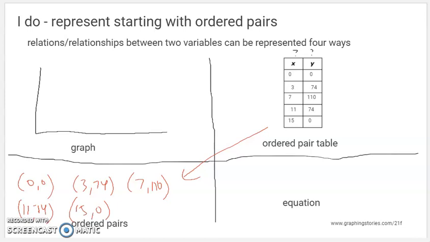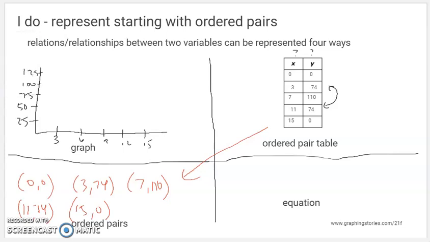It looks like the x's go from 0 to 15. So I'll do zeros obviously here. I'll maybe do 3s: 3, 6, 9, 12, 15. Looks like my y's go up pretty high to like 110. Two of them are 74s, so I'm going to want one close to that. So maybe I'll do like 25 or something, because then I'll hit 75, which is really close to 74. 125 ought to do it. So I'll set that up. Again, that's my x-axis, that's my y, and I just have to put the ordered pairs in.